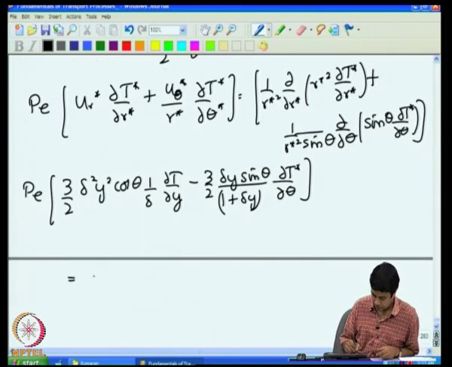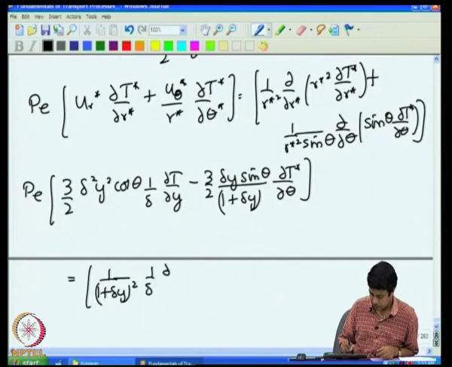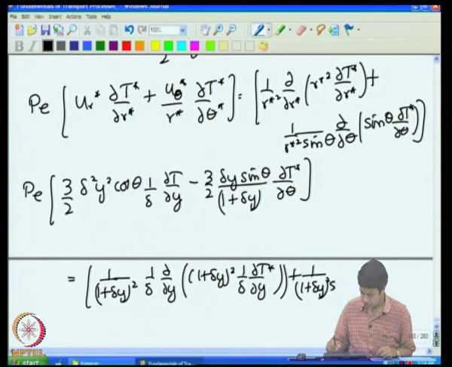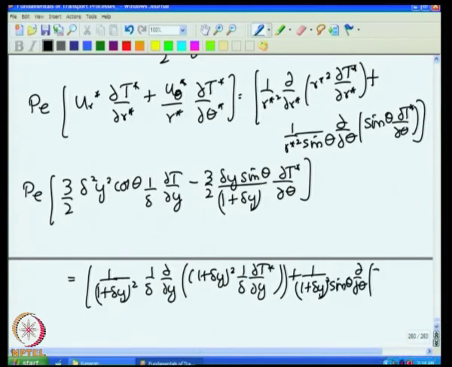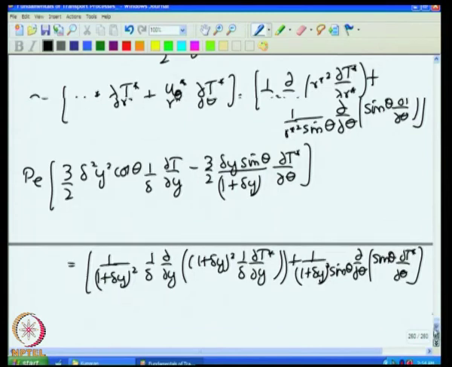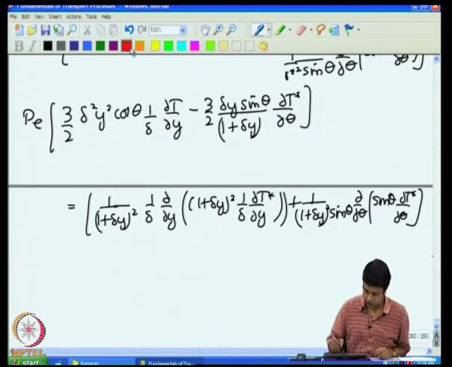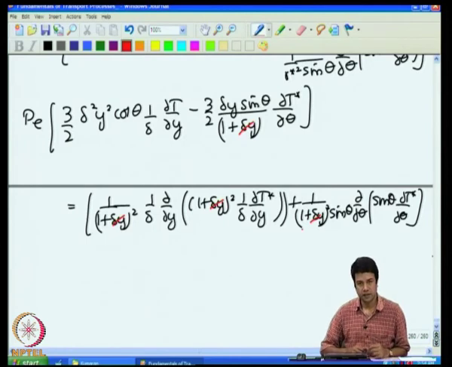On the right hand side, I have 1 by 1 plus delta y the whole square, d by dr is 1 by delta d by dy of r square is 1 plus delta y the whole square times 1 by delta partial t by partial y, plus 1 by 1 plus delta y the whole square sin theta d by d theta of sin theta dt by d theta. Now, delta is small compared to 1. Therefore, I can neglect delta in comparison to 1 here, here and here as well as here.